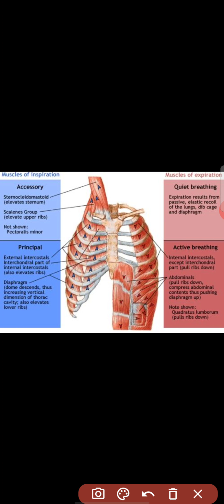What do they do? When you inspire, the muscles dilate the space within the lungs, which increases the volume within the lungs, and that decreases the pressure within the lungs. This decreased pressure in the lungs helps to inspire. Atmospheric air has the greater pressure, so the air comes into the lungs. These principal muscles are the external intercostal muscles and the diaphragm.